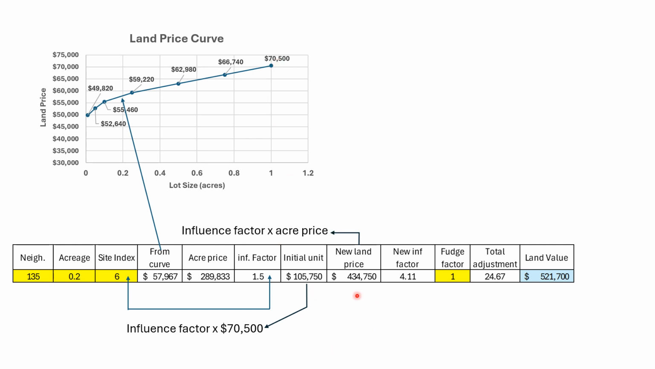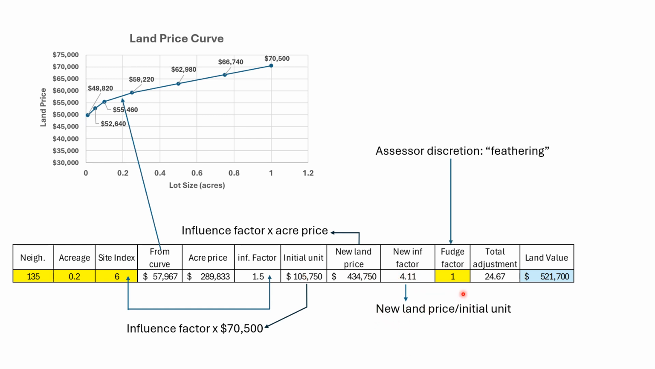Now you calculate what's called the new land price. That is the influence factor times the acre price. Okay, so you get this 434,750. You then come up with a new influence factor, which is 4.11. That is the new land price divided by the initial unit price. Okay, so this divided by this is 4.11.